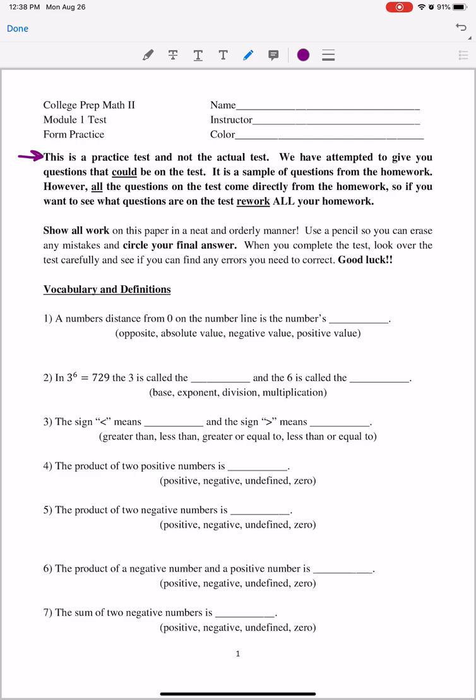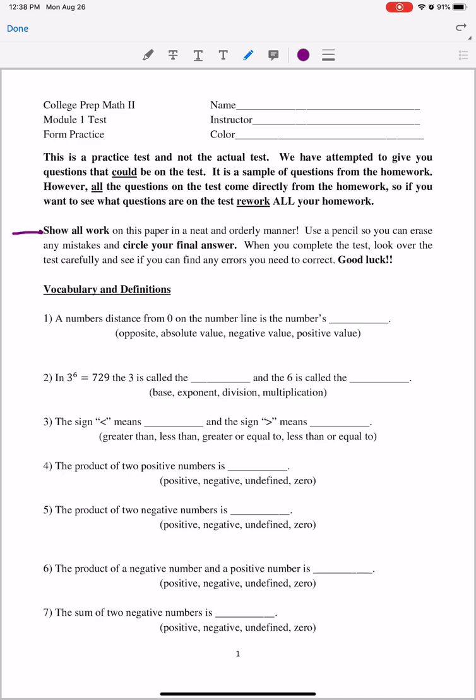Since this is our first review, I'm going to go ahead and read this right here. It says, this is a practice test and not the actual test. We have attempted to give you questions that could be on the test. This is a sample of questions from the homework. However, all the questions on the test come directly from your homework. So if you want to see the questions that are on your test, rework all your problems.